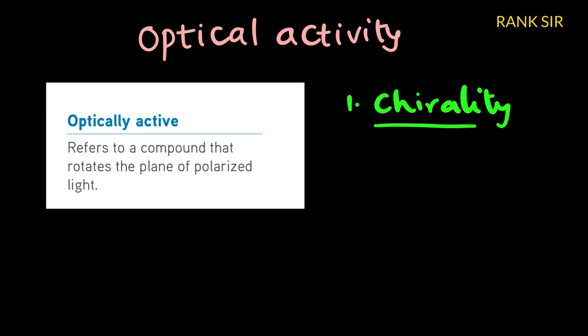That is called chirality. But keep in mind, an asymmetric carbon or chiral carbon is not a necessary condition. The necessary condition is chirality. That is the necessary condition. So to show this chirality, what is required? The symmetry elements should be absent.